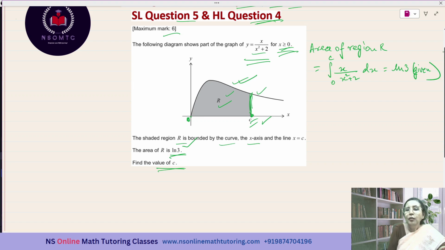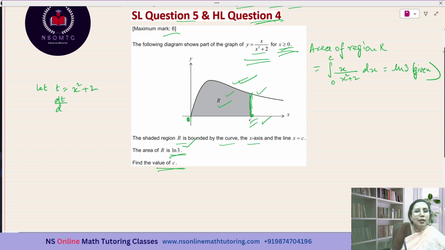So what we will be doing, we will be using the substitution method. I'm writing the substitution part over here. Let t equal x squared plus 2. So dt over dx will be equal to 2x, and we need the dx. Therefore dx is equal to dt over 2x. And what will happen to x? We'll be coming to that. But before that, we will be changing the limits.